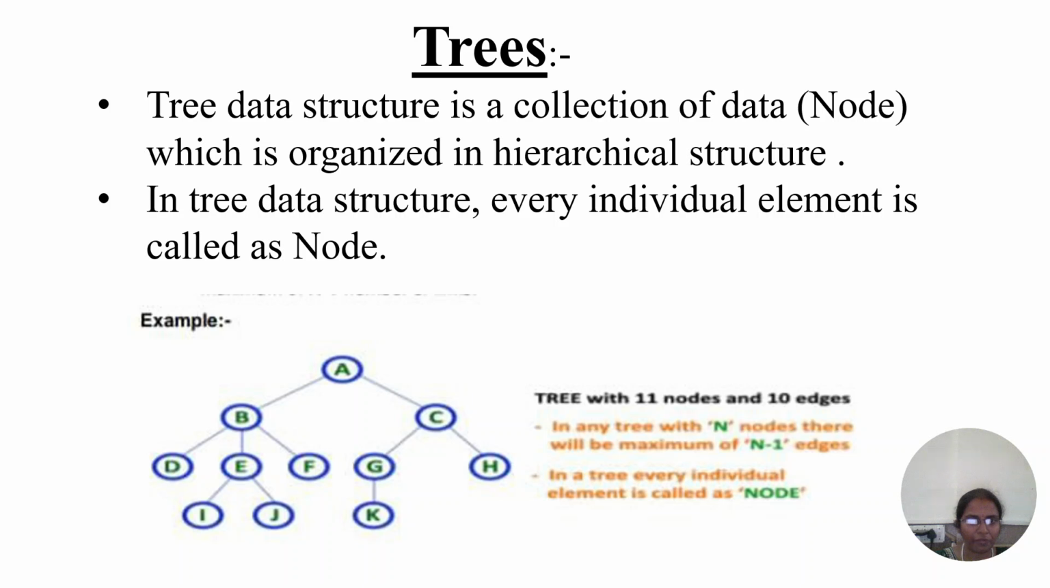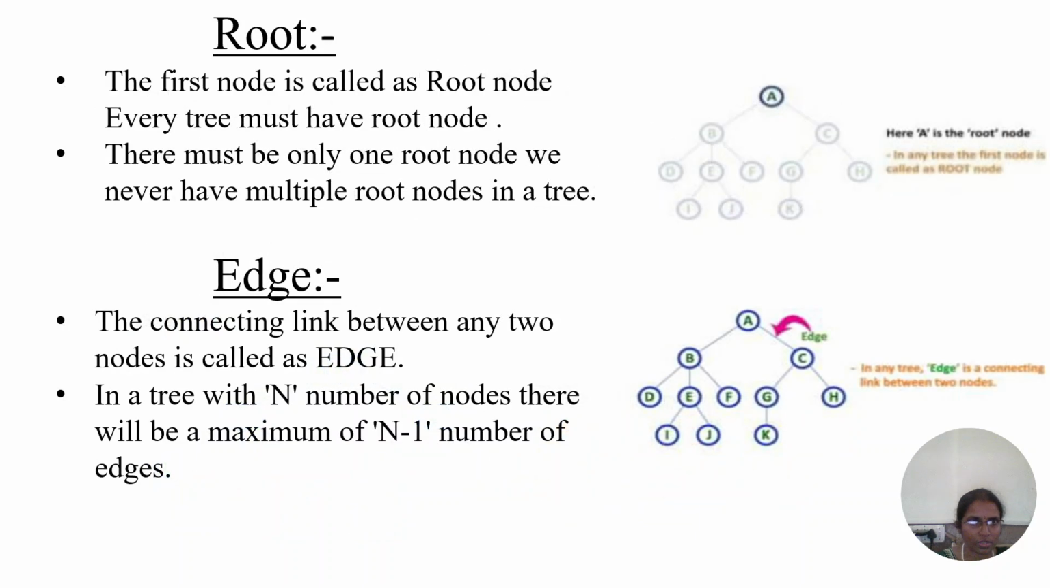In a tree, every individual element is called a node, and every link between two nodes is called an edge. The first node is called the root node. Every tree must have a root node. There must be only one root node. We never have multiple root nodes in a tree. That means if you have a first node as the root node, then the other nodes are called children, not root nodes.